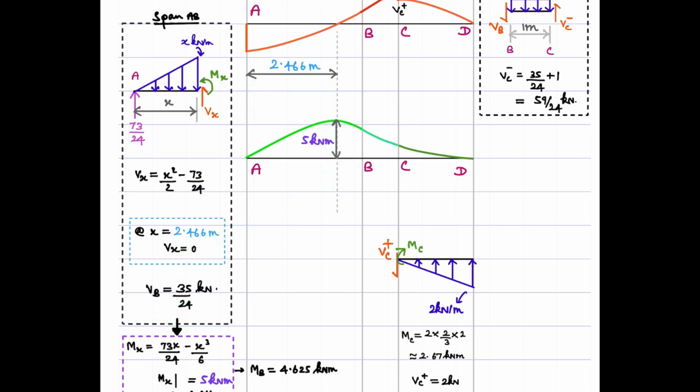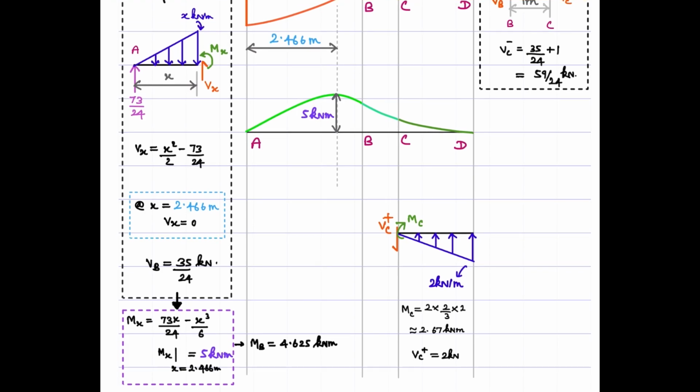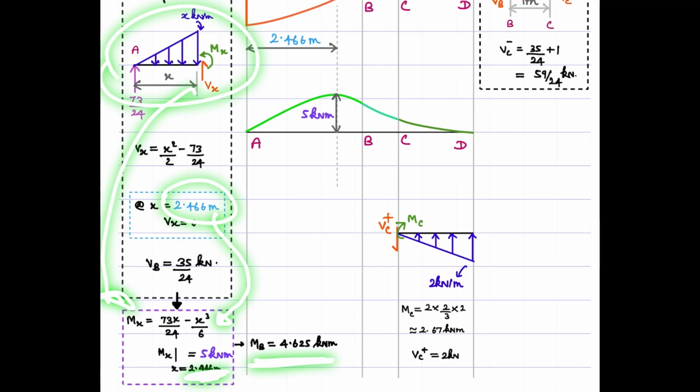Now one also needs to get the expression for the moment. One can directly consider a free body diagram. Okay, at this location, you can find the maximum moment. I'm not doing that. What I'm doing is I'm directly getting from this shear force diagram the expression for Mx, and then I'm substituting this 2.466 meter in this to get the value of maximum bending moment. Okay, I can also find the value of bending moment at the location B.